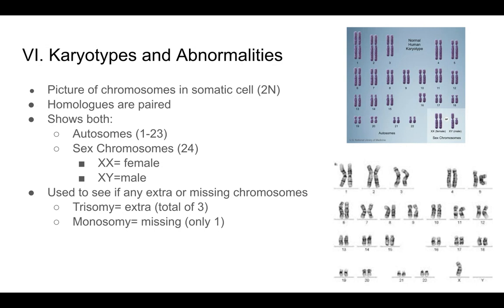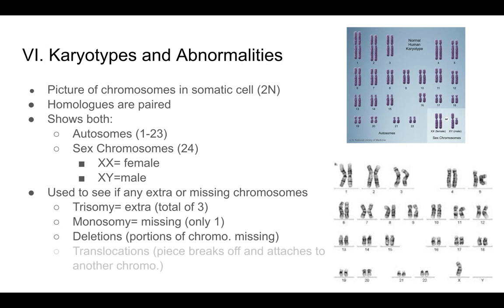Monosomy is sort of the opposite. You're missing one. So instead of having 2, you only have 1. There are also things called deletions, where a section of a chromosome is missing. And then there are also something called translocations, where a piece of one chromosome breaks off and floats over and attaches to a neighboring chromosome, and it really shouldn't be there. So a translocation is taking a little piece of one and moving it over to a completely different homologous chromosome pair and attaching it in.